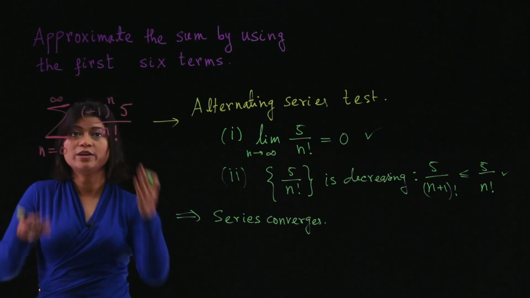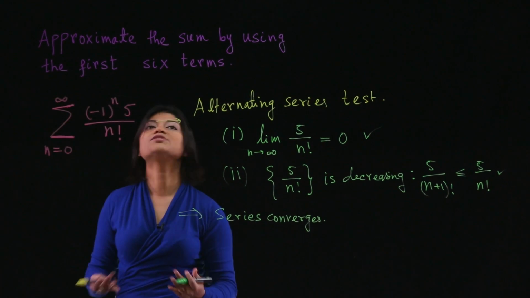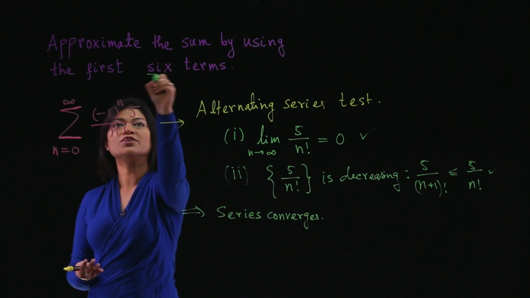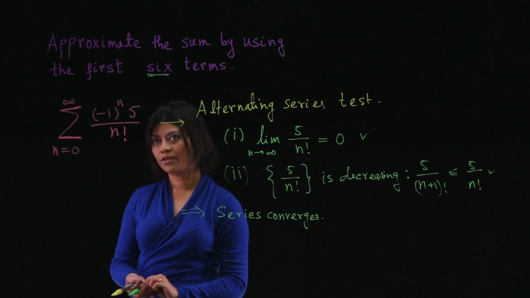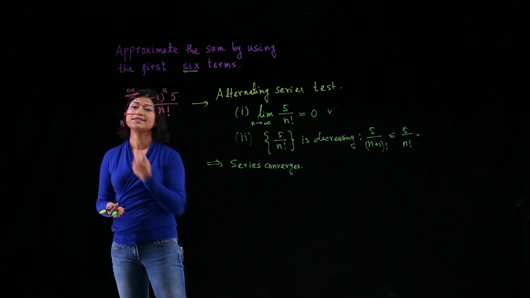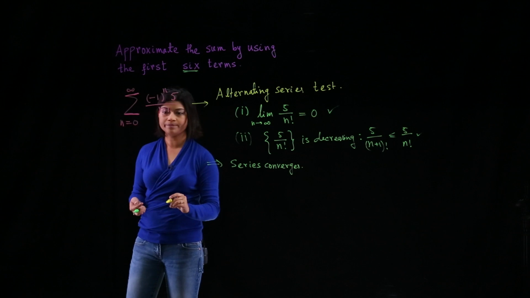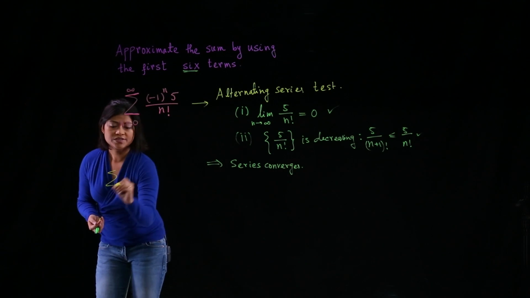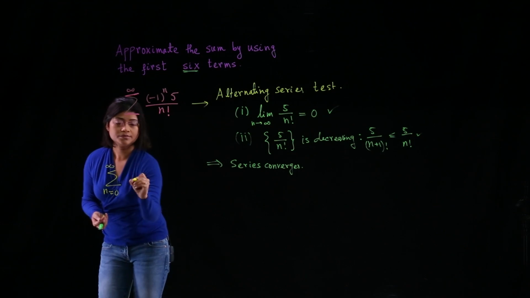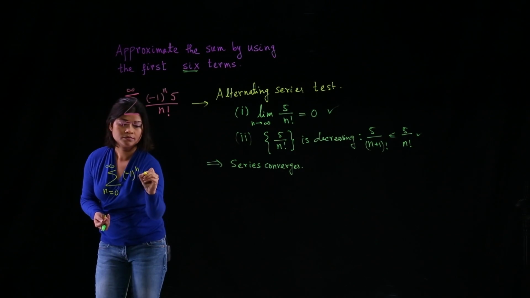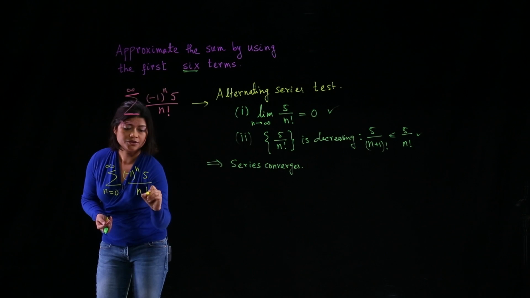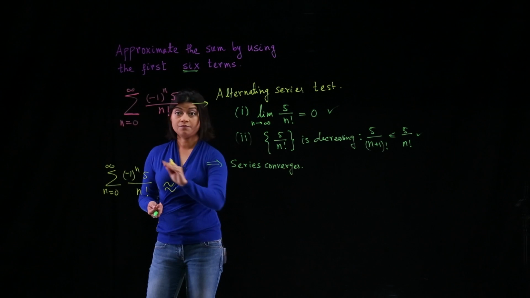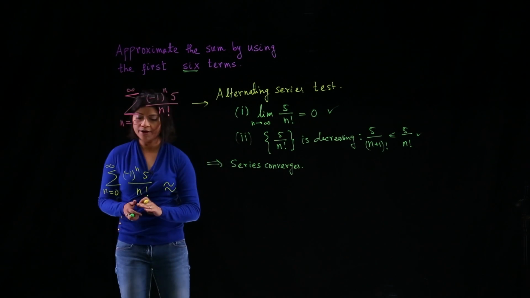Since the series converges, we know that there is a sum. Okay, so now we have to find the approximate value of that sum using the first 6 terms. All right, so let's write down the first 6 terms and see what the sum is going to be. This is our series, n equals 0 to infinity, (-1)^n times 5 over n factorial. We're going to approximate by the first 6 terms. So let's write them down.